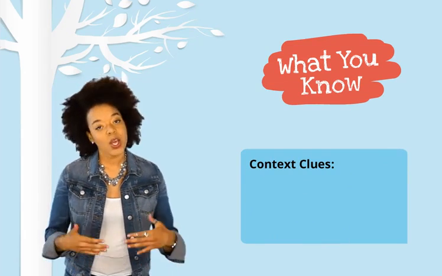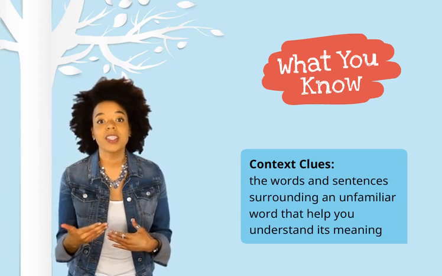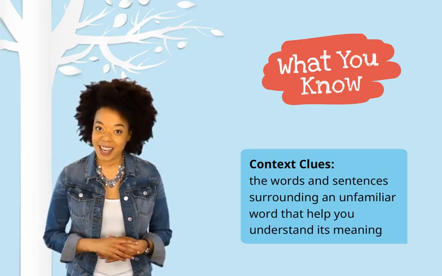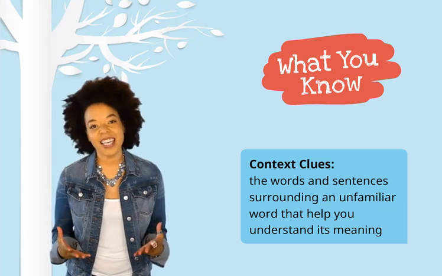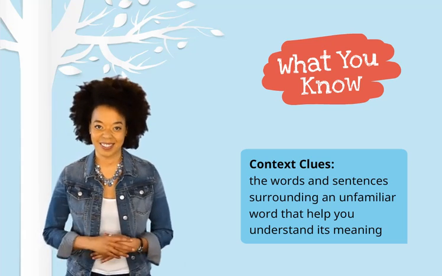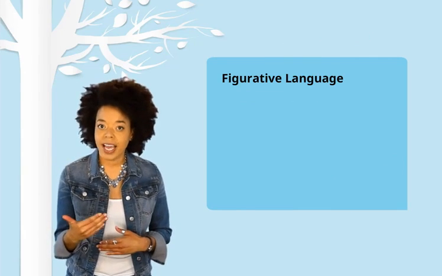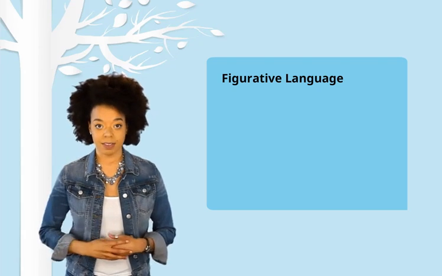Today we're talking about how to use context clues to figure out the meaning of words and phrases in a text. Let's start with what you already know. You know that you can use the words and sentences surrounding an unfamiliar word to help you understand its meaning. These helpful hints are called context clues. You also know that authors use figurative language like similes and metaphors.